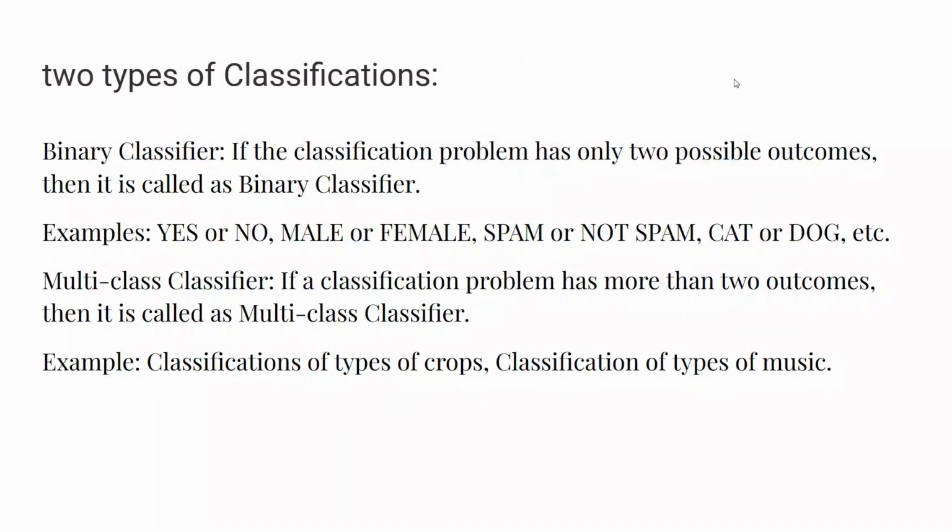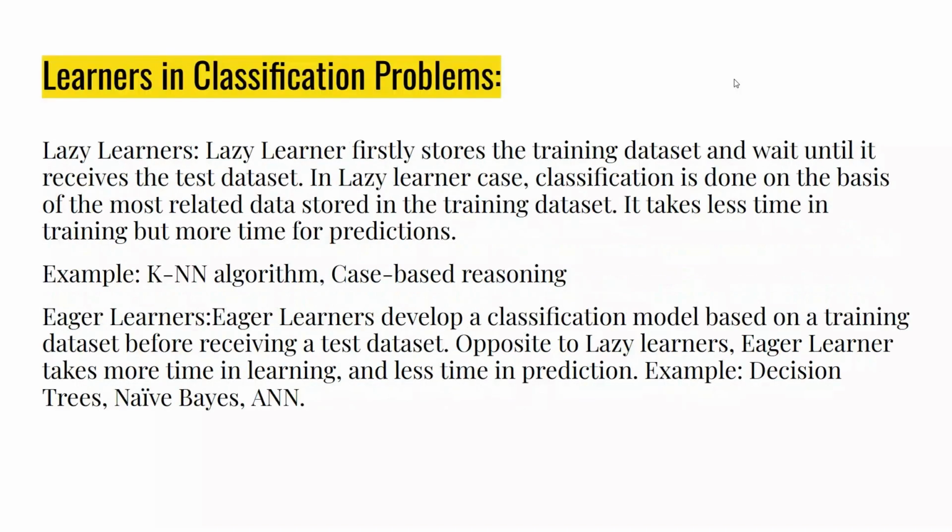Two types of classification: binary classifier and multi-class classifier. If the classification problem has only two possible outcomes, it is called a binary classifier. Example: yes or no, male or female, spam or not spam, cat or dog. A multi-class classifier is used if a classification problem has more than two outcomes. Classification of types of crops and classification of types of music, etc., are examples of a multi-class classifier.